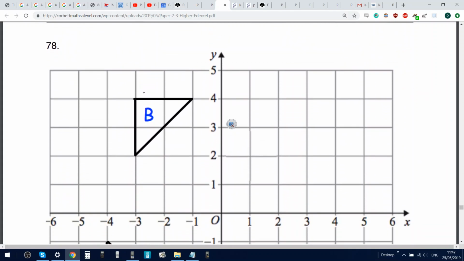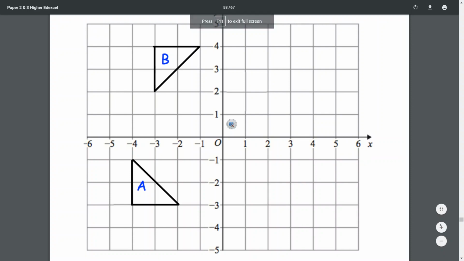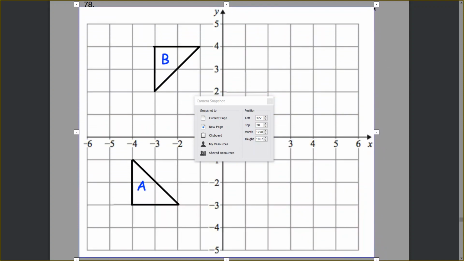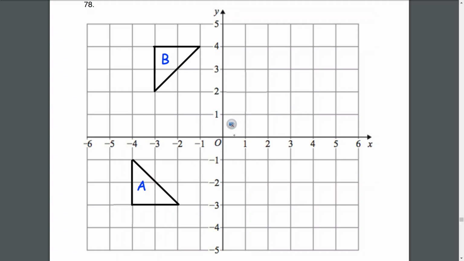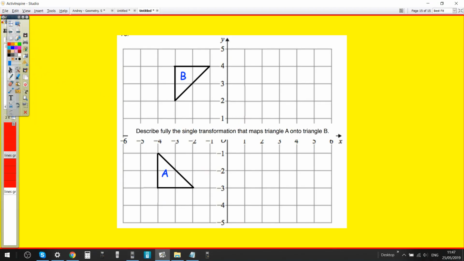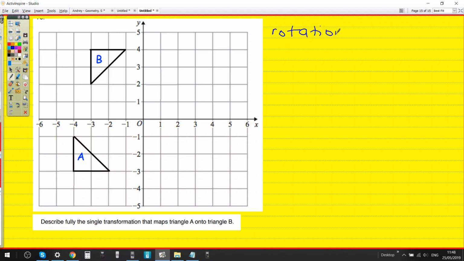Okay, so this one, question 78. Describe fully the single transformation that maps shape A onto B. A single transformation, it's got to be a rotation. I believe so. It would be a lot easier with a piece of tracing paper. Yeah, that's how I would do it. I would just do tracing paper and stab at different spots. Yeah, to see. I think you can get 2 marks right away. It's a rotation. I think it might just be 0, 0. It might be. What direction?